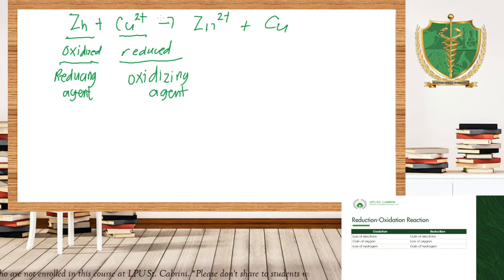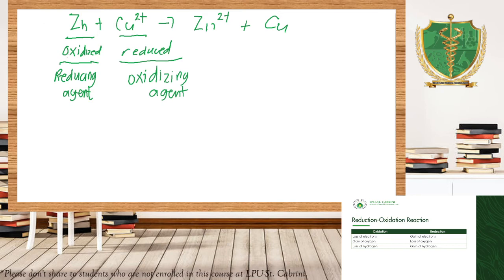Teka lang sir, teka lang. Ulitin mo. Si zinc nag-lose ng electrons. Ang tawag sa kanya, oxidized. LEO. Lose electrons, oxidation. Si copper, nag-gain ng electrons. Anong tawag sa kanya? Reduced. Reduction. Gain of electrons, reduction. Tapos sir, ang sabi mo, si copper, si oxidizing agent. Tapos si zinc, si reducing agent. Hindi po ba baliktad? Hindi. Okay, tama po ba? Tama.